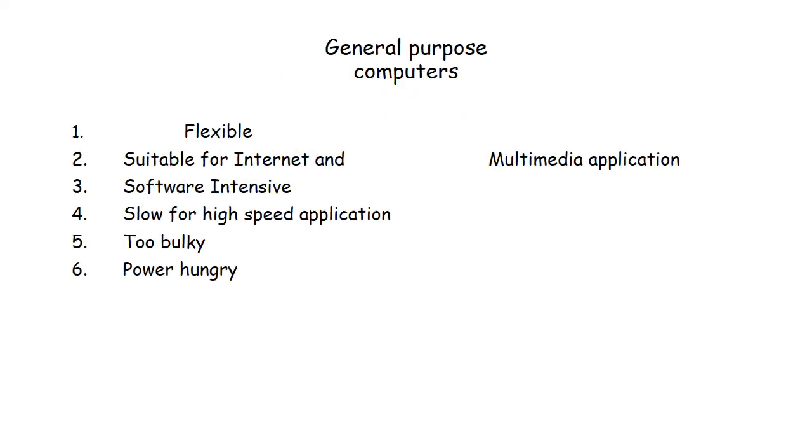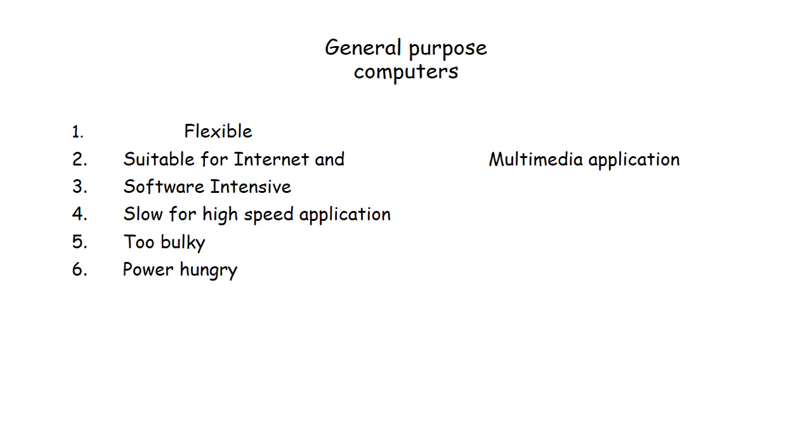Next, general purpose computers. They are flexible. General purpose computers are very flexible for use in most performances. They are suitable for internet and multimedia applications. Most computers are suitable for all purposes. Next, it is software intensive, which means users can install many softwares on their computer devices.